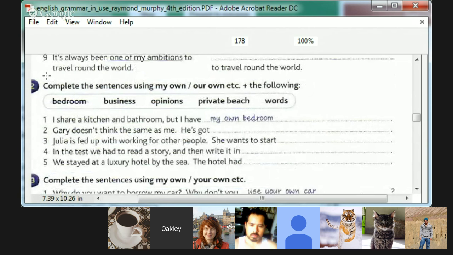Okay. Let's try another exercise here. We're doing something a little different now. Complete the sentences using my own, our own, his own, their own. Okay, to emphasize not shared, not with somebody else. Singular, to emphasize singular possession. For example, I share a kitchen and bathroom, but I have my own bedroom. Doesn't share it with anyone.